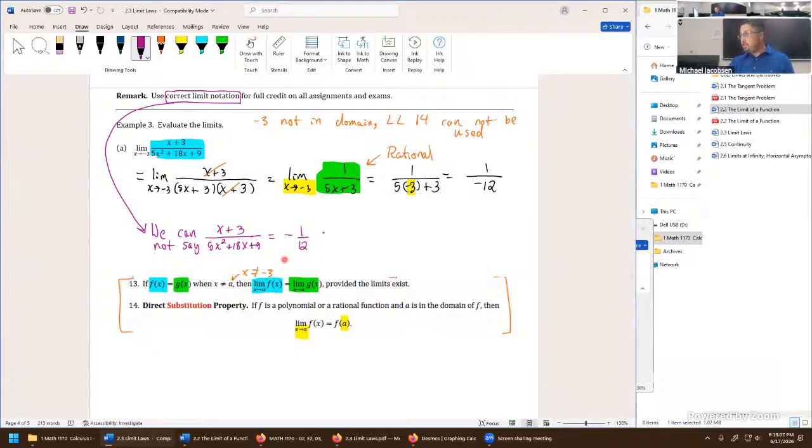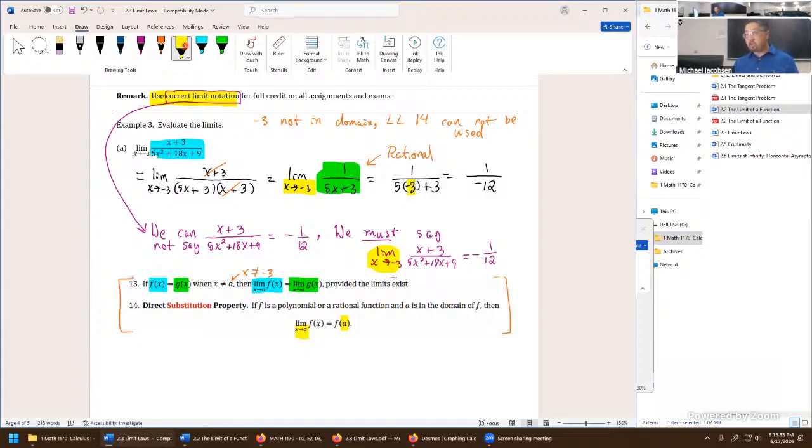So when I say correct limit notation is expected, what I mean is we must, "must" is always a strong word, say that the limit as x tends towards -3 of x plus 3 over 5x squared plus 18x plus 9, that is the quantity that's equal to -1/12. So the limit statement right here is what makes this equation true. So don't forget the limit statement is the major takeaway from the use correct limit notation remark here in the notes, also duplicated in the homework exercises.